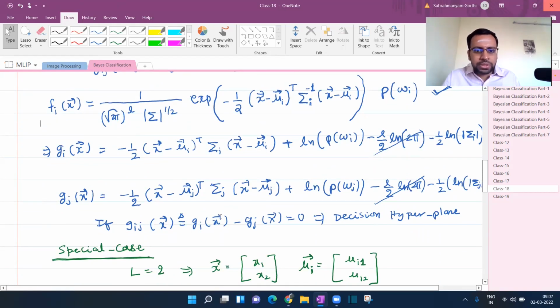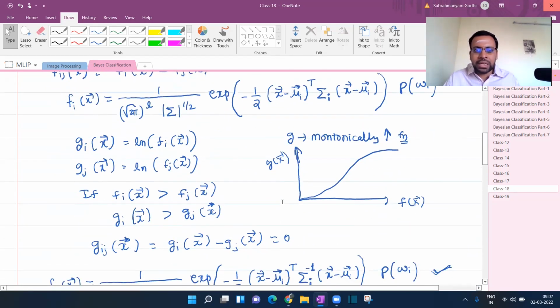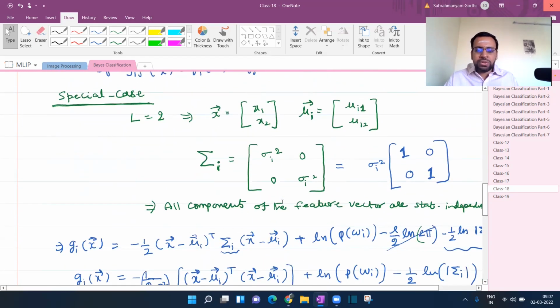We applied this logarithmic function on your Fi of x bar. That's what we tried in the last class. And to get some intuition about how it looks, we considered not a two-class problem, sorry, but a feature vector with two components. So L equal to 2 we considered, right? And what else did we consider? The variance matrix is a diagonal matrix with its diagonal values equal. That's also something we considered, so that we could get some idea about how it looks.